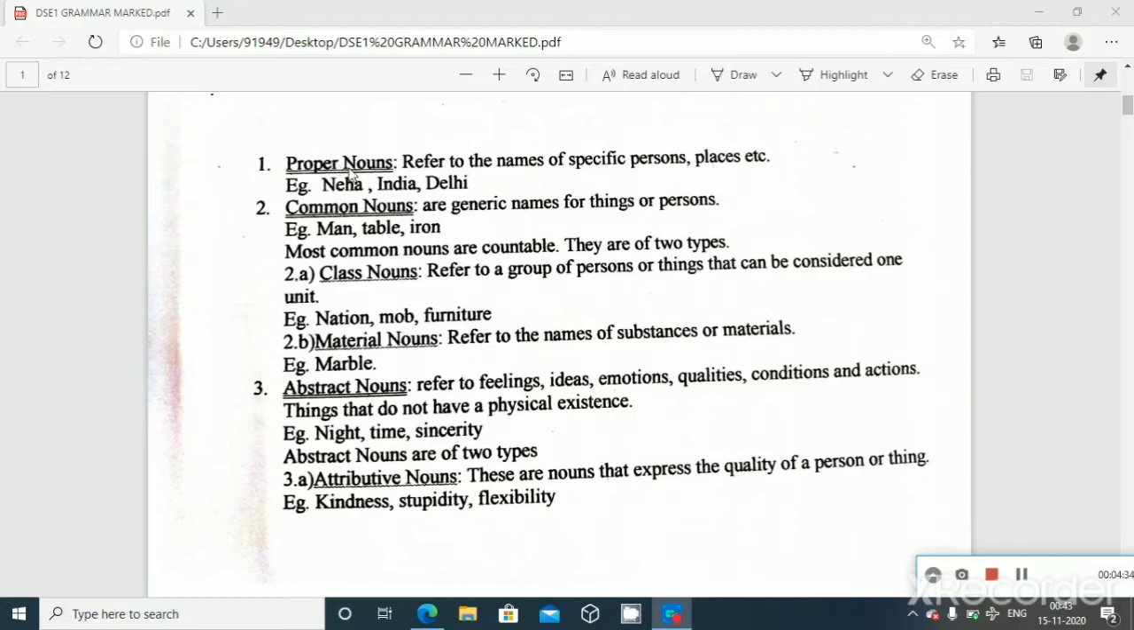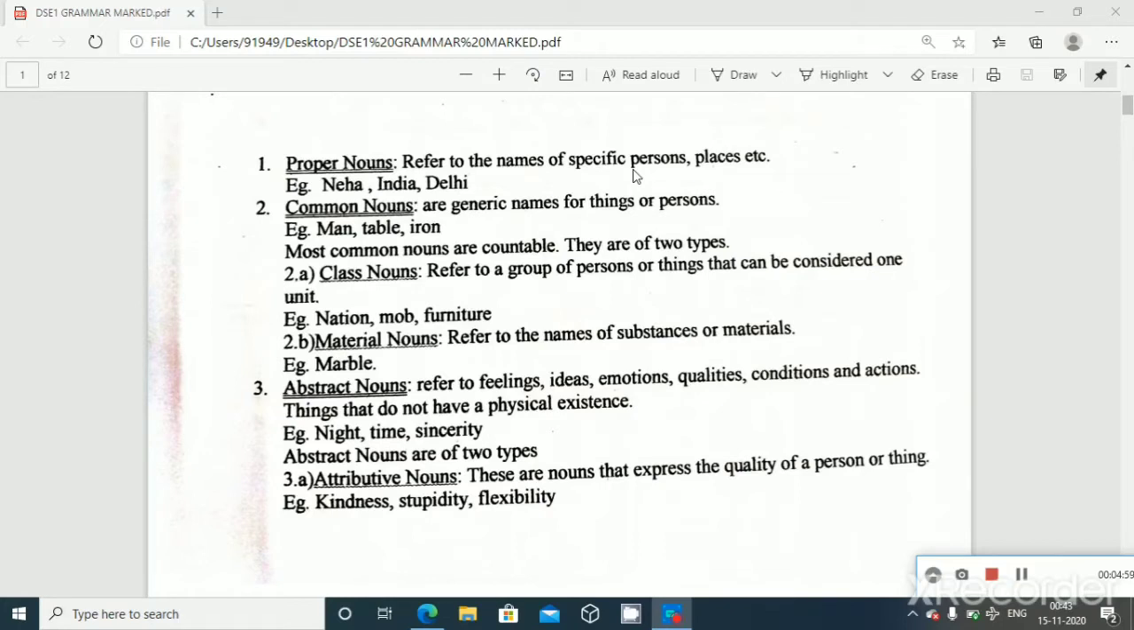So proper nouns, of course, Neha, a name I take here, and India. We all know India is a place name, Delhi. And then there is a chance for a question. Okay, a specific person's name. If I take one name, that can be there for another person as well. So how can it be very specific or proper?